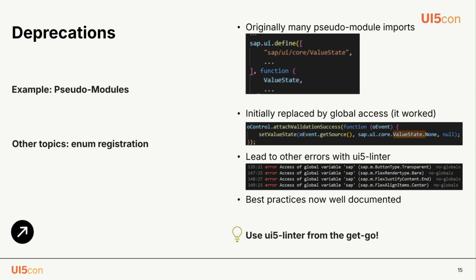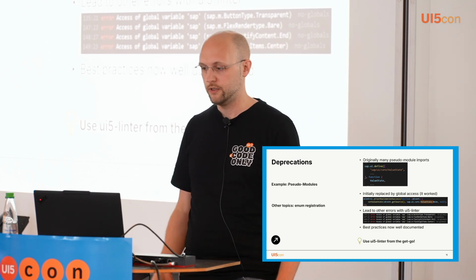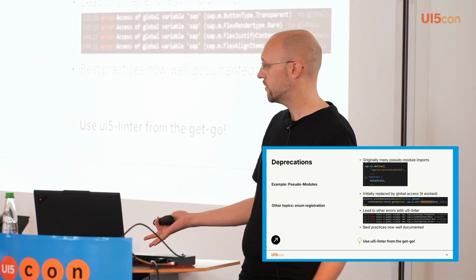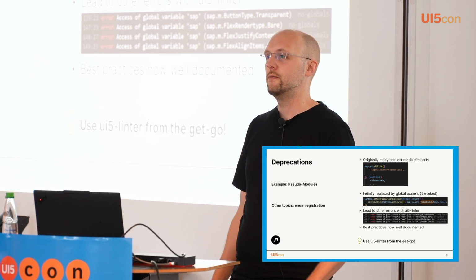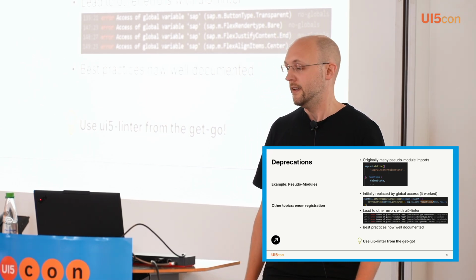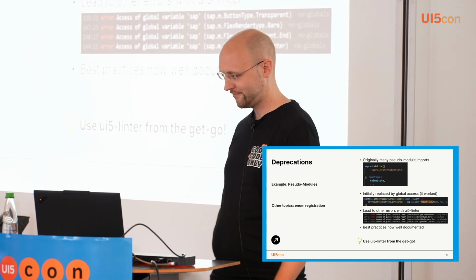Now, of course, with the update, that was deprecated, and our browser console was overflowing with deprecation errors. So, of course, we needed to address that. And the first instinct was to use just the global access, so we just go to SAP UI core value state and so on. And it worked, of course, but it wasn't really the best thing to do. As we learned when we started using the UI5 linter, then the linter console was overflowing with you can't access globals, or you shouldn't.